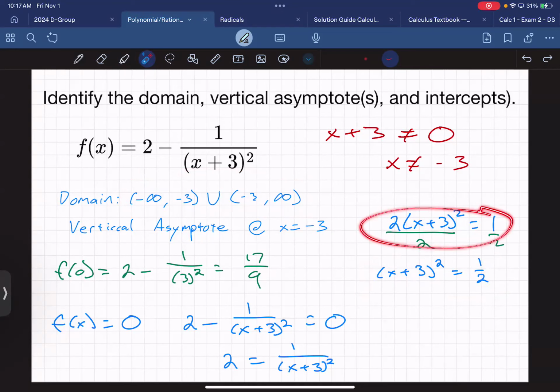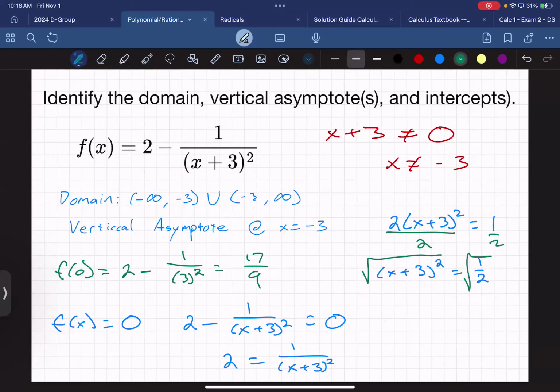We saw this with polynomials. Guess what? It can come up with rationals anytime, right? We should expect quadratics all the time when solving. Okay. So make sure you see here though, when you do that square root, I'm okay dealing with that. It gives us x plus 3 equal to plus or minus the square root of 1/2.